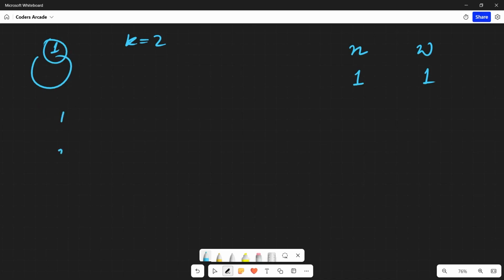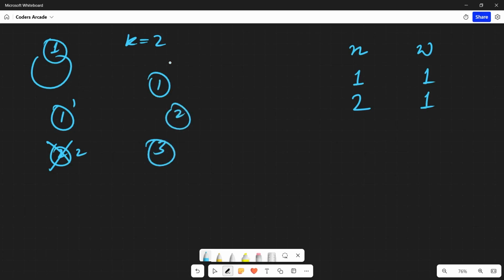So for 2, if I take 1 and 2, obviously 1, 2. 2 is gone. So for 2 also 1 is the winner. Correct? If there are 3 people, 1, 2, 3, then you can see 1, 2, 2 is gone. Then 1, 2. Obviously for n equal to 3, 3 is the winner.